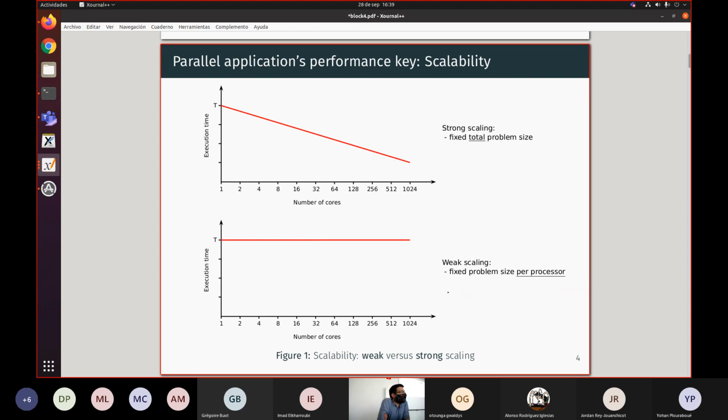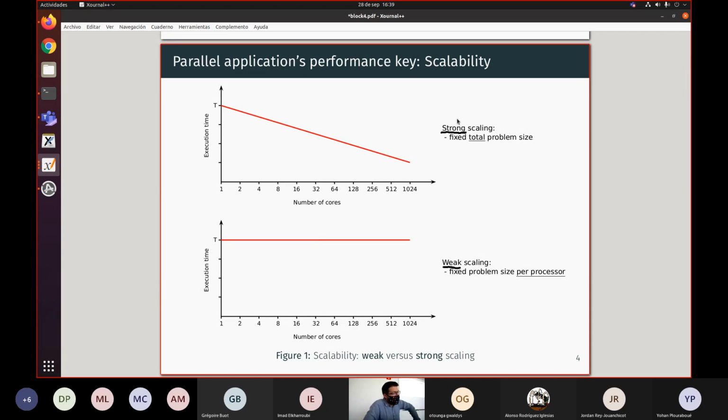Scalability. When we are increasing the number of threads and the number of processors, the ideal case is that our code is scaling with this increase in the number of resources. Usually we can measure this scalability, that means how well our code is behaving when we are increasing the number of threads, in 2 different ways. One is called strong scaling or strong scalability, and the other weak scalability.